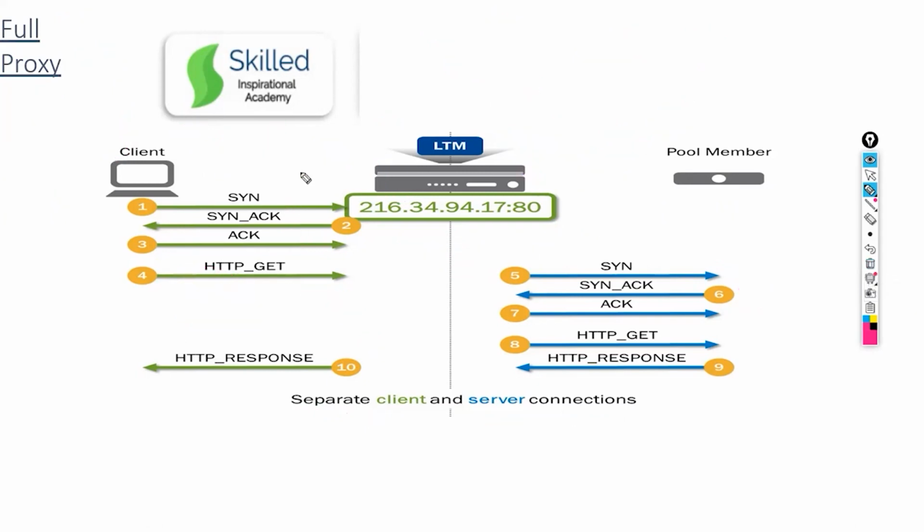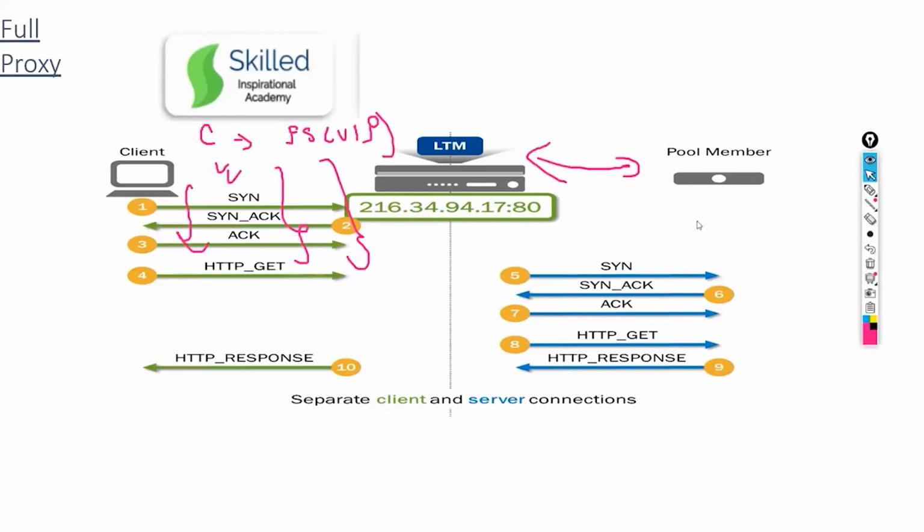Can you see this? First three-way handshake is built between client and your F5 virtual server. Until this connection is built, F5 will not send any traffic to your pool member. That is called full proxy architecture, guys.